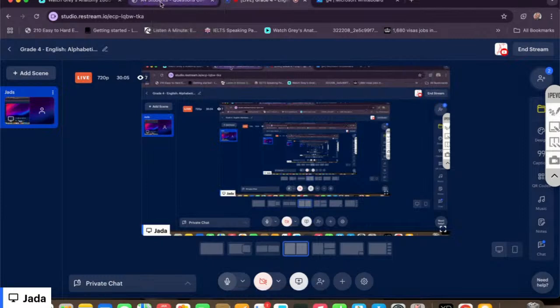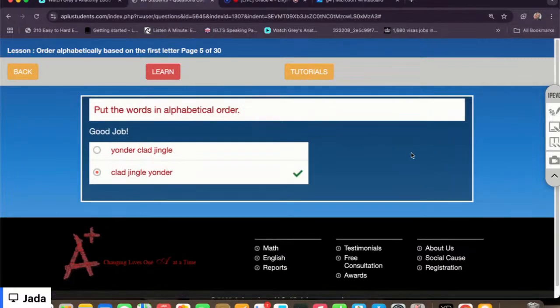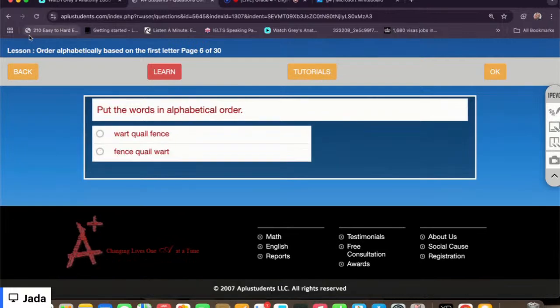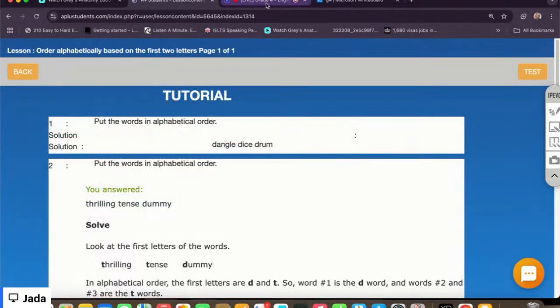Okay, we have option two. So tell me, concerning this lesson, do you guys have any question before we move to the next lesson? Do you have any questions? We're moving on to ordering alphabetically based on the first two letters. So yeah, we're moving to this one now.